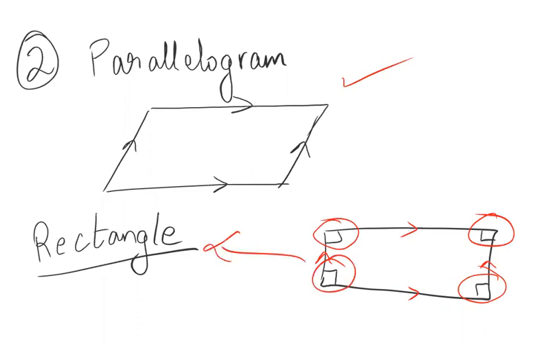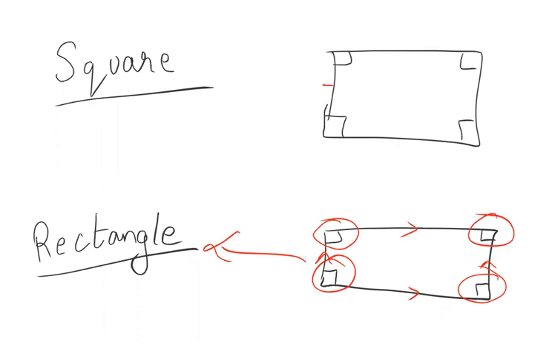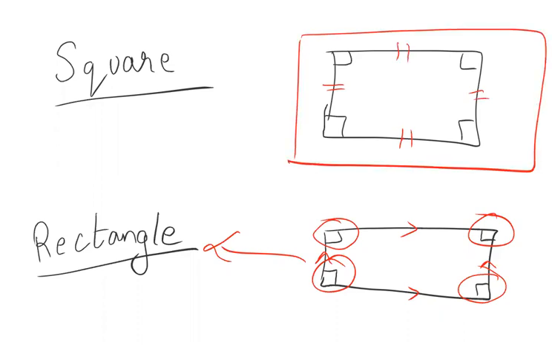Talking about a square, it is nothing but a rectangle with a pair of adjacent sides equal. If I have a square, obviously all angles are 90 because it is a rectangle, but this side is equal to this side, and because this side is also equal to this side, and all sides are equal, it became a square.